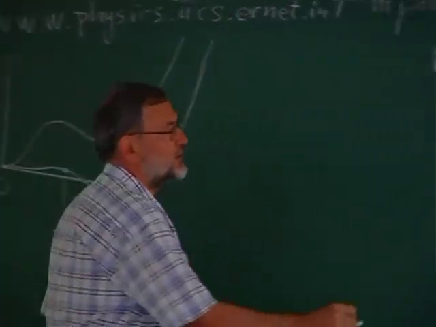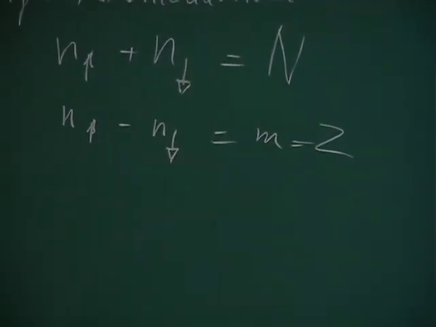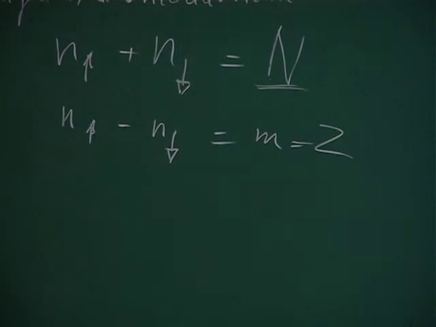Now I'm fixing my magnetic moment. That means I'm saying this should be 2. Of course, this must still also be obeyed. It's also clear. So with these two equations, I have 2 unknowns. I can solve the problem. Okay? But how do I get this n up and n down, or what is not fulfilled, which is usually fulfilled? I do not have a common Fermi energy anymore.